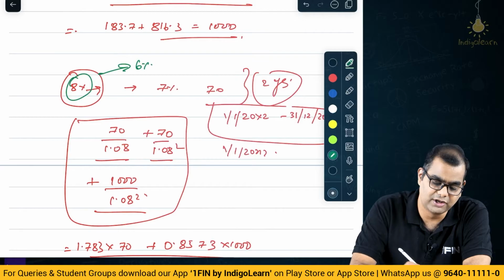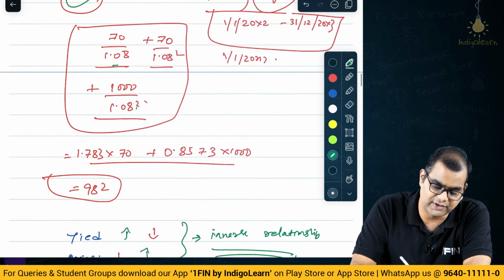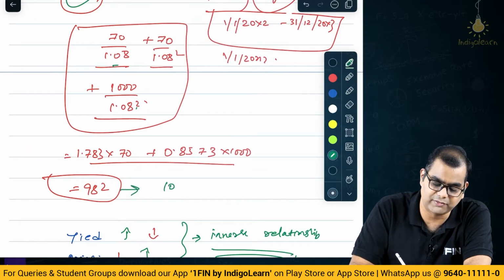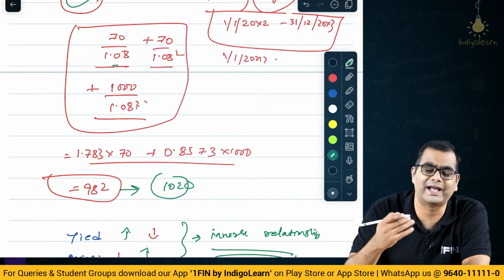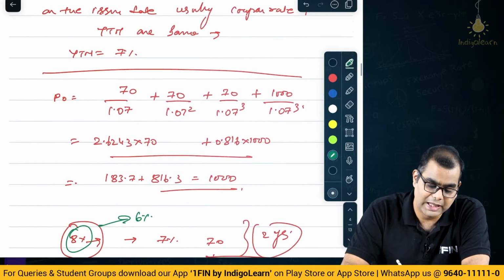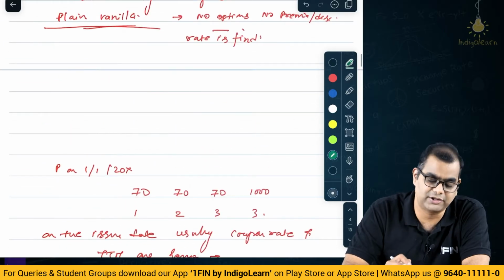You will discount everything by 6. So, this value will be, instead of being 982, some 1020 or something. I am just making an estimate, I do not know what it is, right. It will be higher than face value. So, this is a very, very important aspect that you should know.